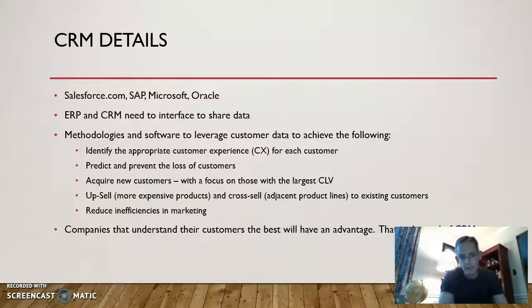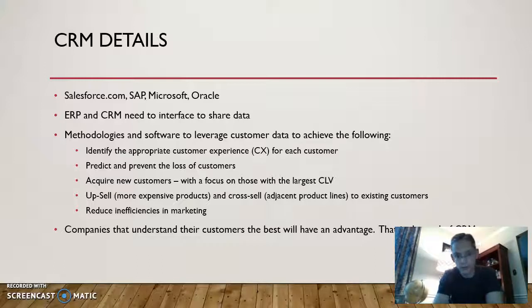And what happens is your enterprise resource planning from the process perspective and your CRM system need to interface and share a lot of data, right? Because your customers are going to feed a lot of what you need to know from a supply perspective, and then vice versa. So methodologies and software to leverage that customer data are important to achieve the kinds of things that we're talking about here. Number one, identify the appropriate customer experience for each one of these customers, the loss of each of these customers. So what is it about these customers we need to keep doing to keep them buying our product? And how do we acquire new customers? Focus on the ones that have what we think will be the largest lifetime value, and how do we get them? How do we upsell?